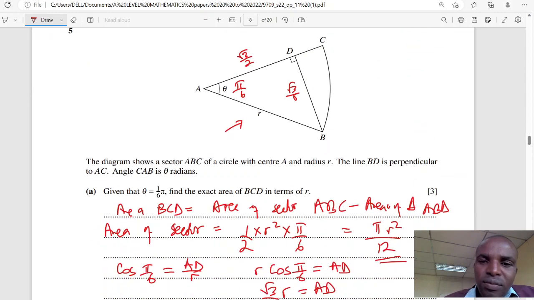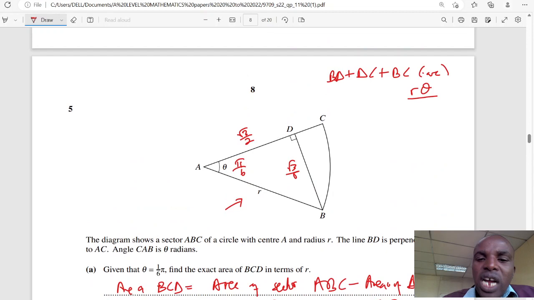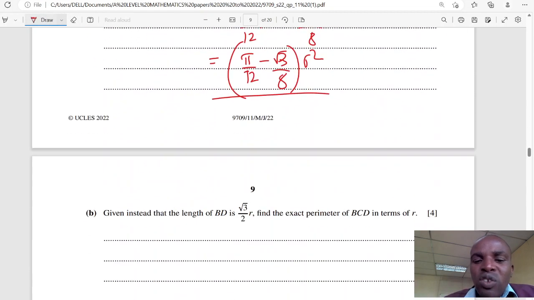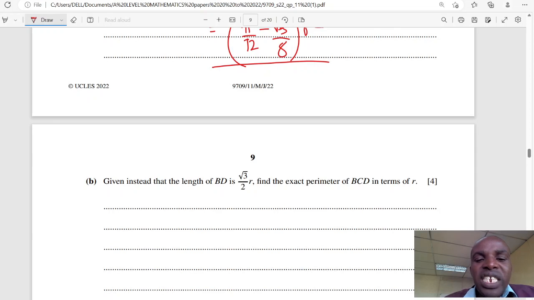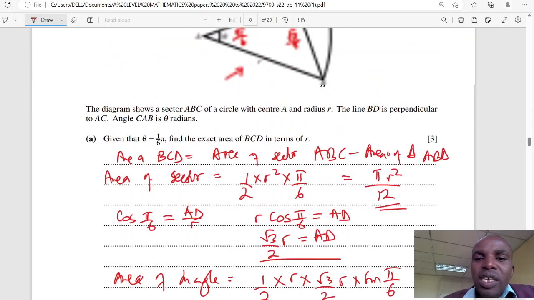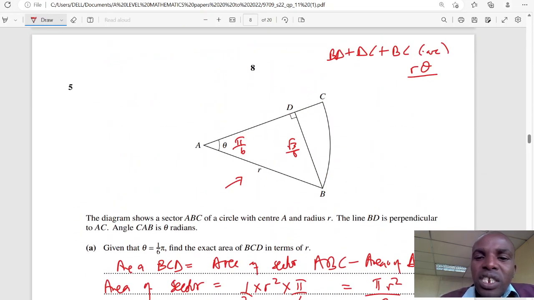Actually, we're given something different instead, so let me put in the new values first. Given that BD is root 3 over 2 R, that's BD. So now let me wrap up this part.